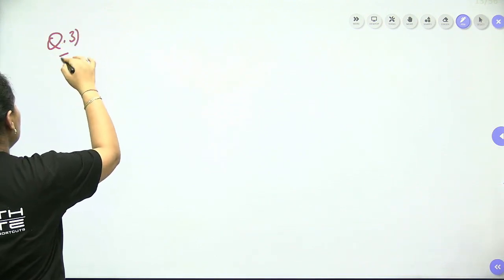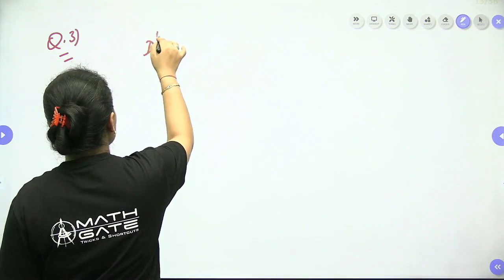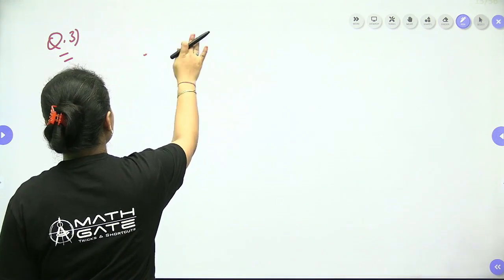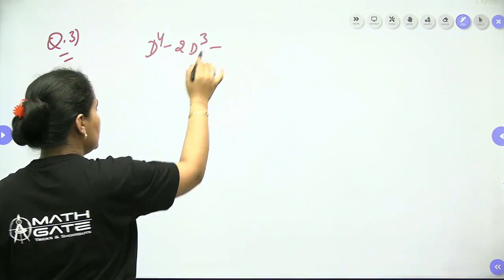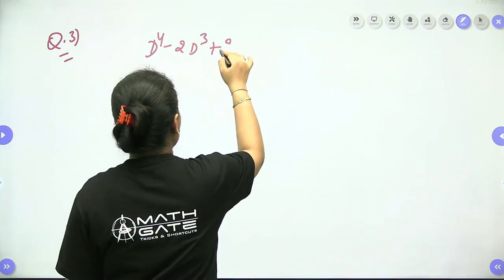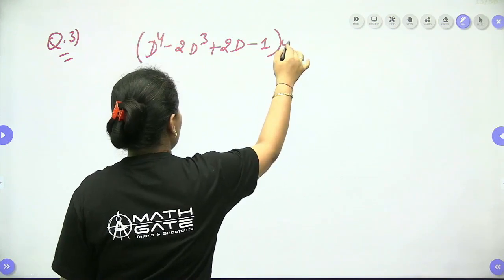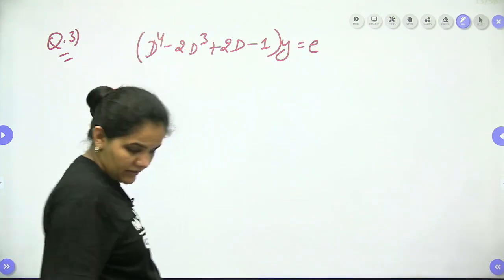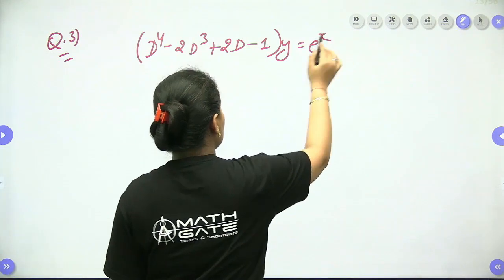Let's have a discussion on one more example, where you have to differentiate 2 times. So find the PI of (D⁴ - 2D³ + 2D - 1)y = e^x only, right? Yes, e^x only.